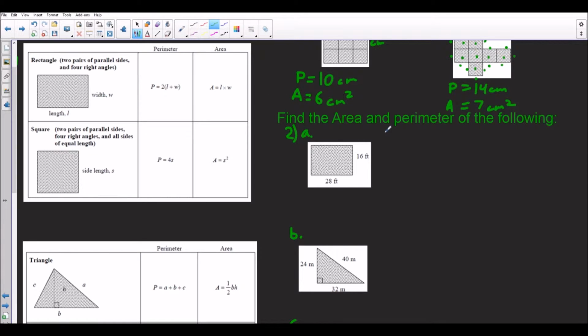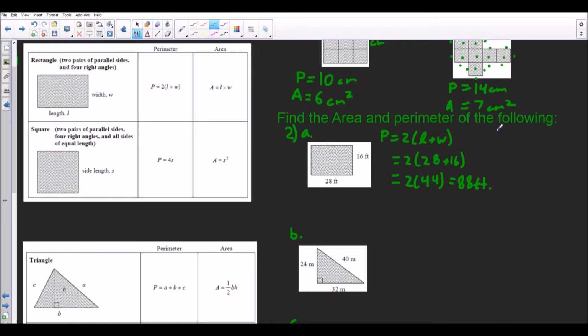So let's try that. So we're going to do perimeter first. It's a rectangle, so we're going to go 2 times the length plus the width, which is just 2 times 28 plus 16, which is just equal to 2 times 44, which is equal to 88 feet. So that's the perimeter. So if you had to walk around the outside of here, you'd have to walk 88 feet to get all the way around.